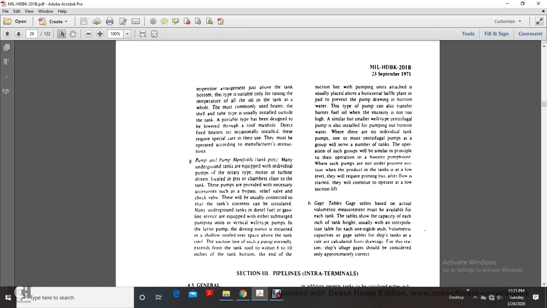Therefore, with no individual tank pump, one or more central fill pumps of the group will serve a number of tanks. The operation of such a group is similar in principle to the operation of a booster pump house. When the pump is not under positive suction, the product in the tank at its low level requires priming, and after flow is started, it continues operating at a low suction lift.